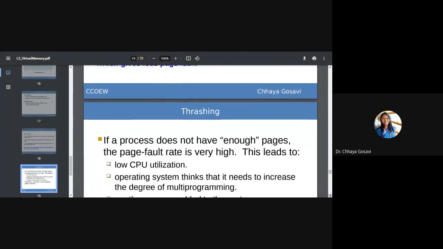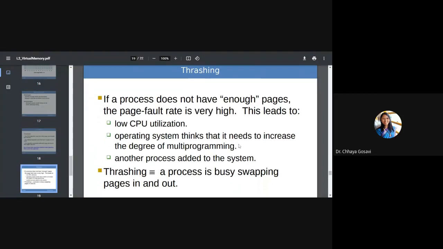This is a different term, thrashing. So now we are at the stage of completion of our 3rd unit, and you have already done process scheduling, that is 2nd unit, process management, and we know the terms CPU utilization, multi-programming, or degree of multi-programming. So what is degree of multi-programming?